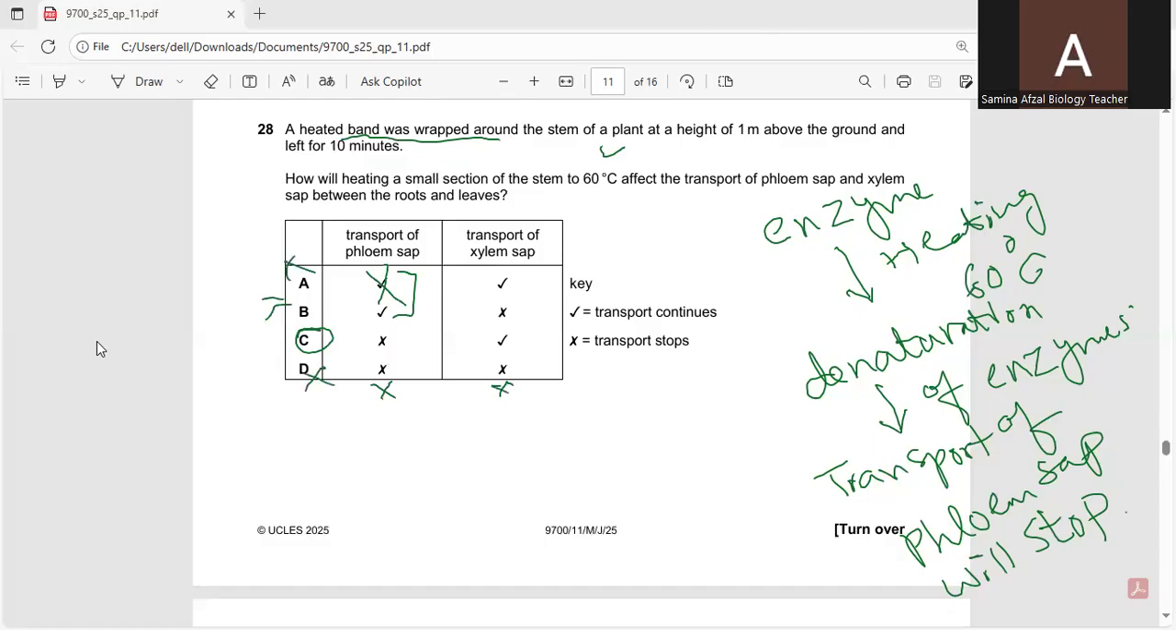Only C is the correct option because only the enzymes are denatured at high temperature, due to which translocation will not take place.